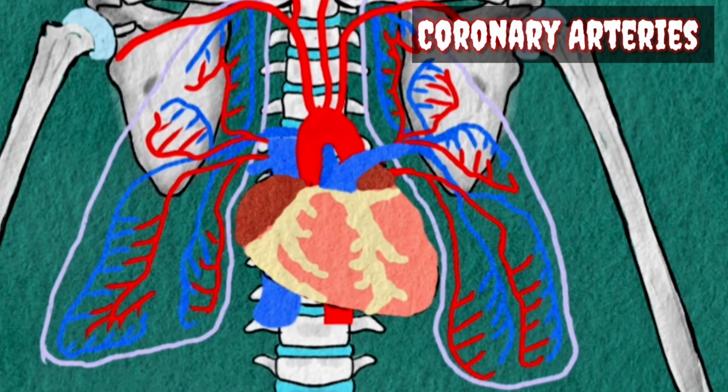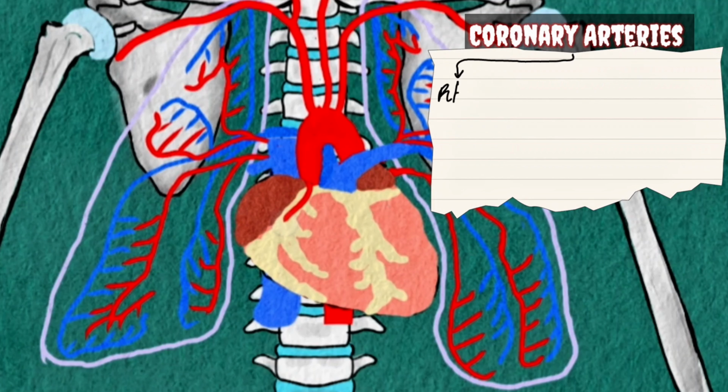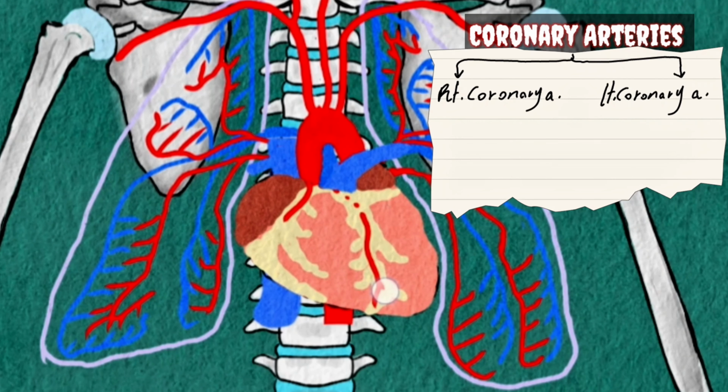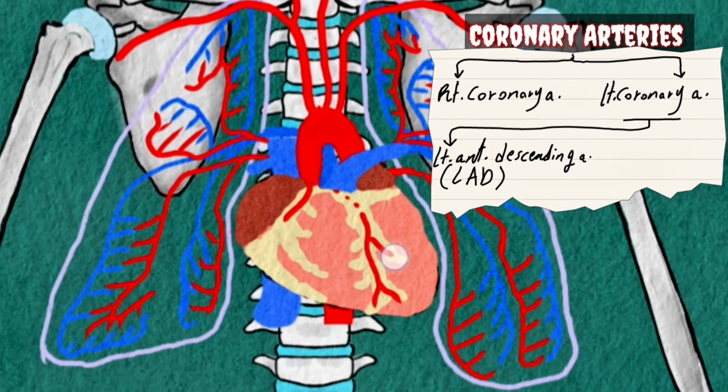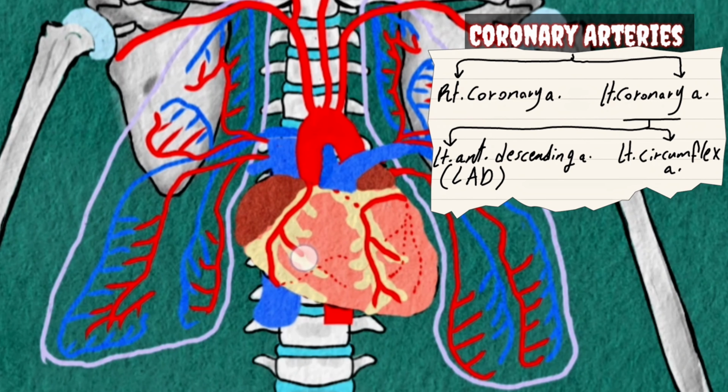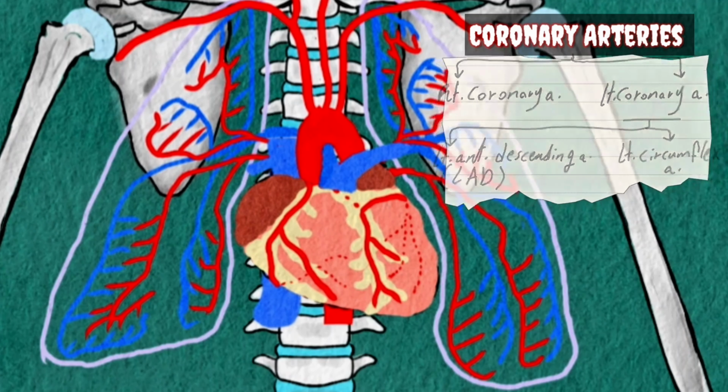They are subdivided mainly into the right coronary artery and the left coronary artery. The left coronary artery branches into two major vessels. The left anterior descending artery supplies the front part of the heart, including the left ventricle and interventricular septum, and the left circumflex artery circles around the heart, supplying the left ventricle and part of the posterior wall. The right coronary artery supplies blood to the right atrium, right ventricle, parts of the left ventricle, and the conduction system including the SA node and the AV node.